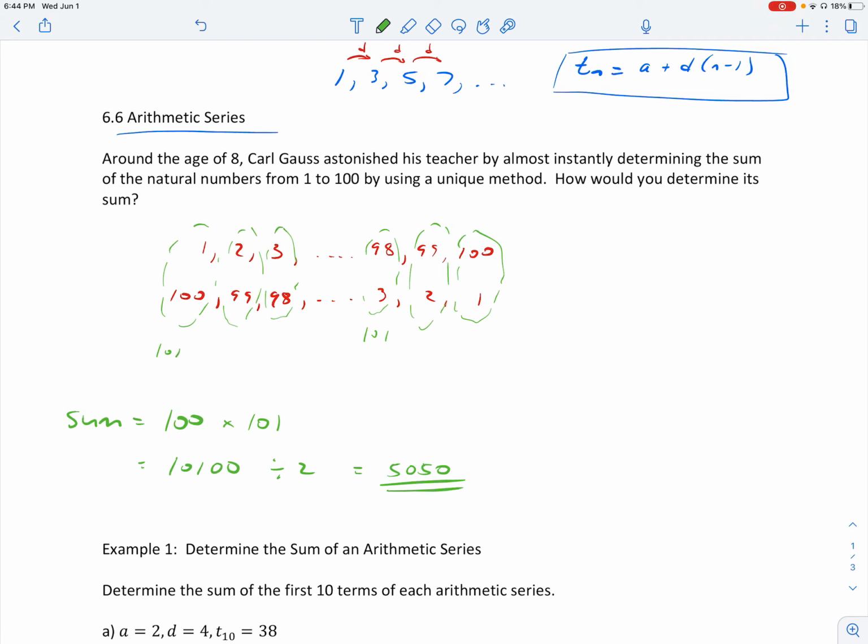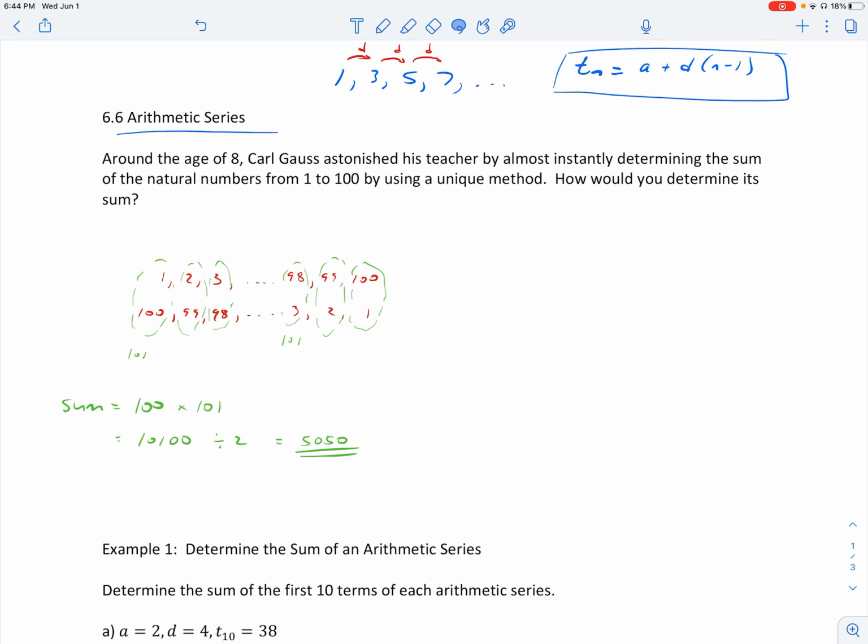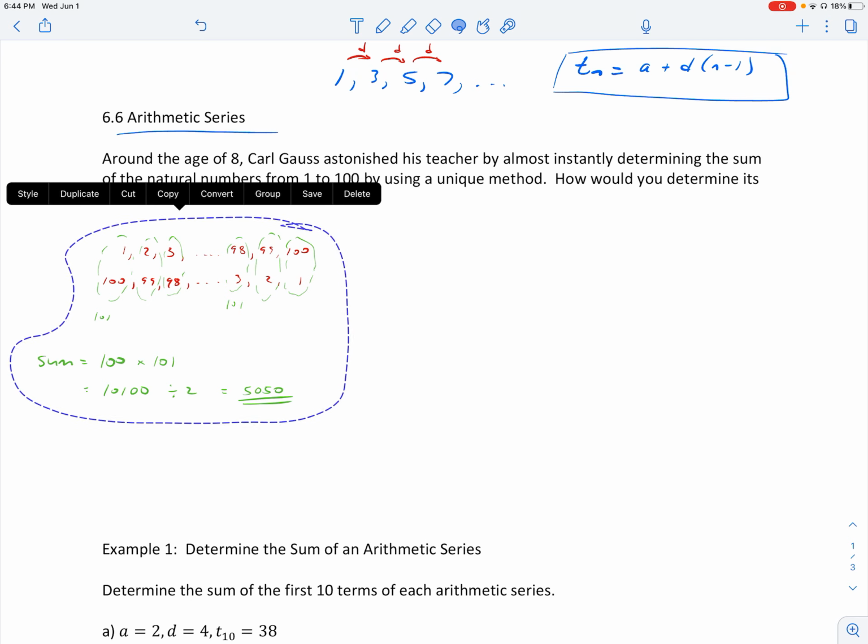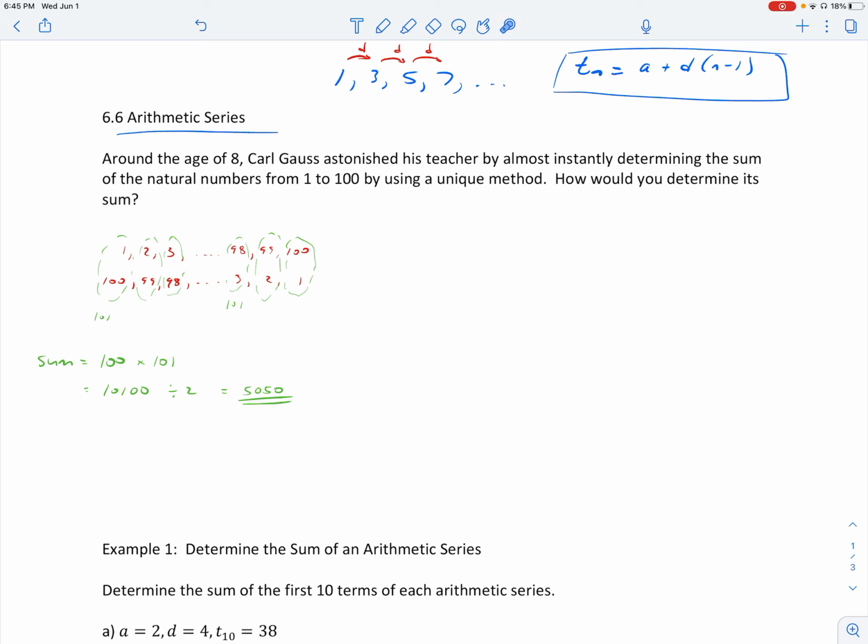Gauss didn't write this out using pencil and paper, but he thought about these numbers and paired them up, and he came up with that quite quickly. This is the technique that we're going to use to find the sum of arithmetic series. Whenever we use the word series in this chapter or in any math context, the series refers to the sum. It means the total of all the terms in the sequence.